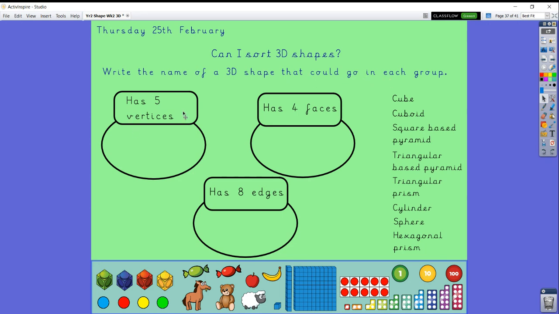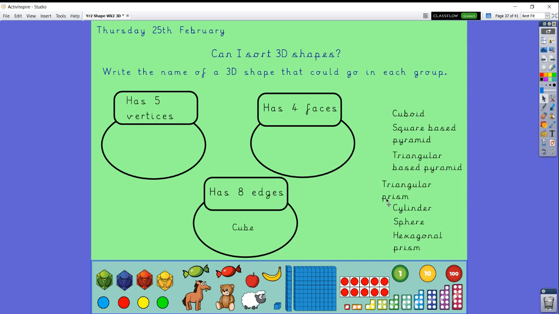Okay, so now then, write the name of a 3D shape that could go in each group. So we need a shape that has 5 vertices, a shape that has got 4 faces, and a shape here that has got 8 edges. Super. So I'm just going to drag them in because I know a cube has got 8 edges. Now let me think of a shape that has got 4 faces.